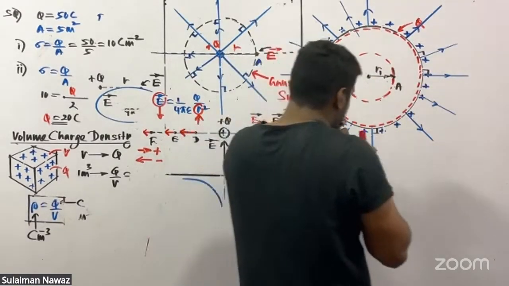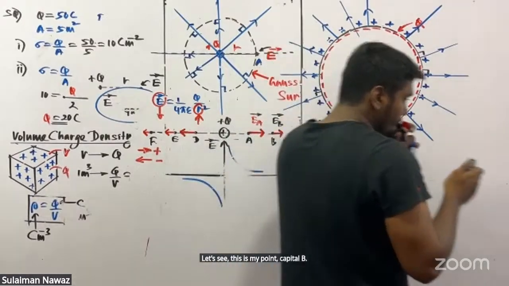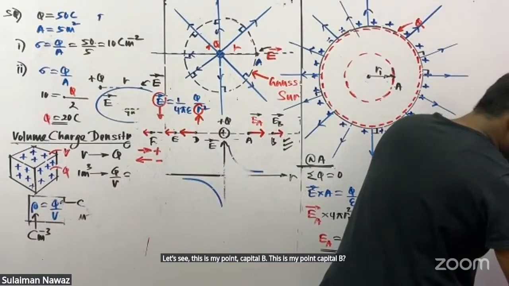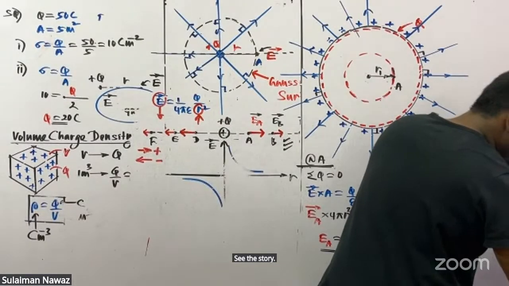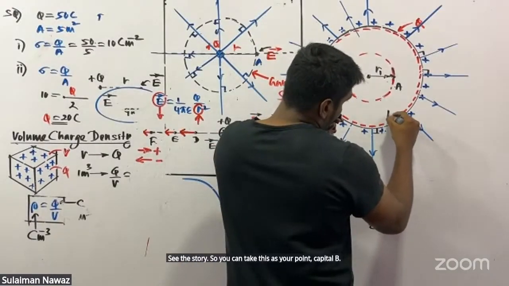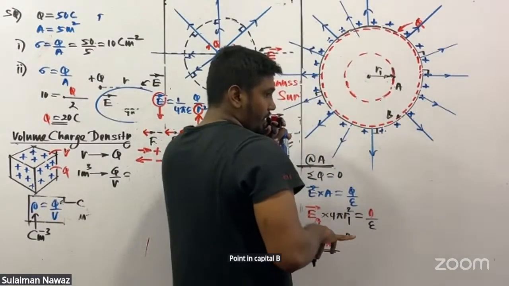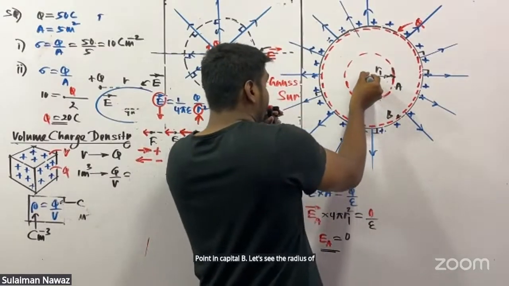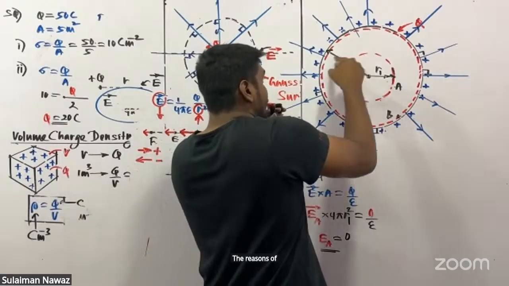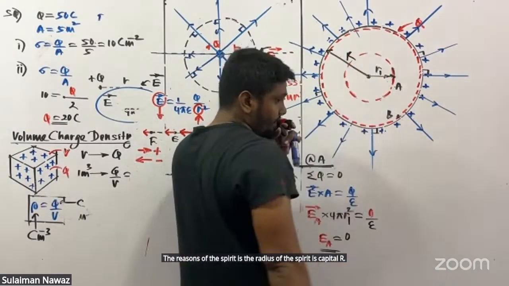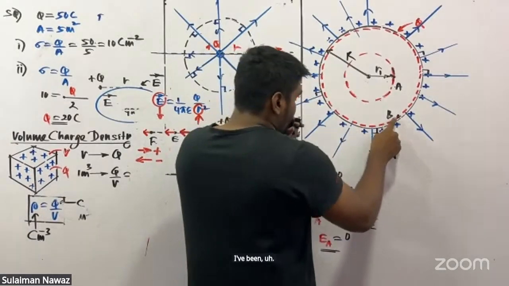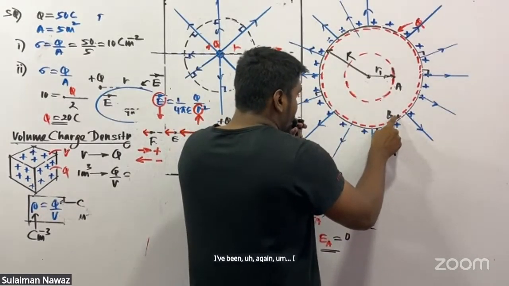Let's say this is my point capital B. Here is my point capital B. Let's say the radius of the sphere is capital R. Then again, I want to find the intensity at point capital B.